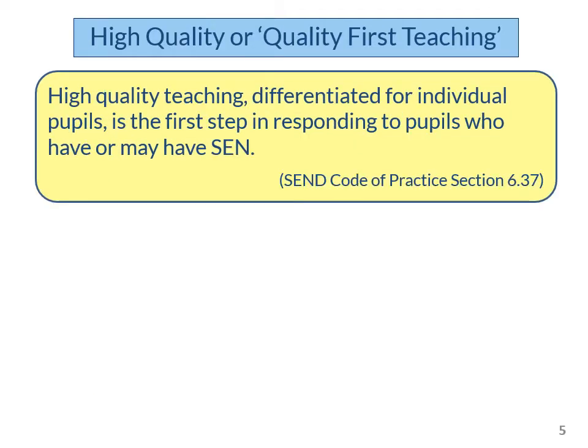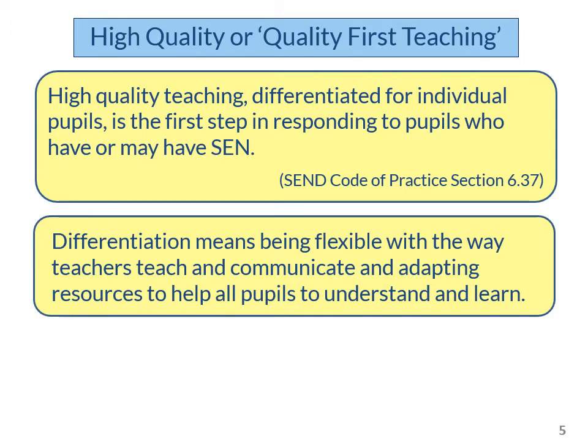High quality teaching, differentiated for individual pupils, is the first step in responding to pupils who have or may have SEN. Differentiation means being flexible with the way teachers teach and communicate, and adapting resources to suit a range of different learning styles and abilities within each class to help all pupils understand and learn. High quality teaching is therefore personalised, flexible and solution focused.